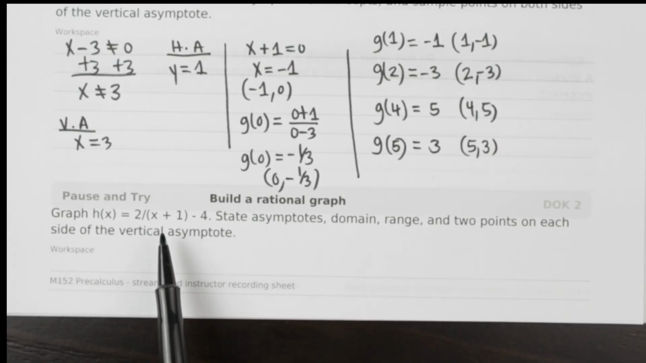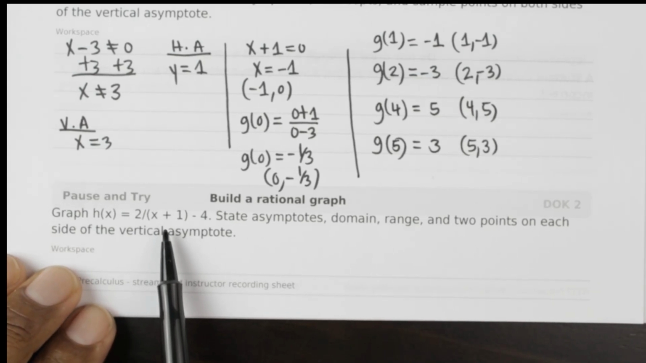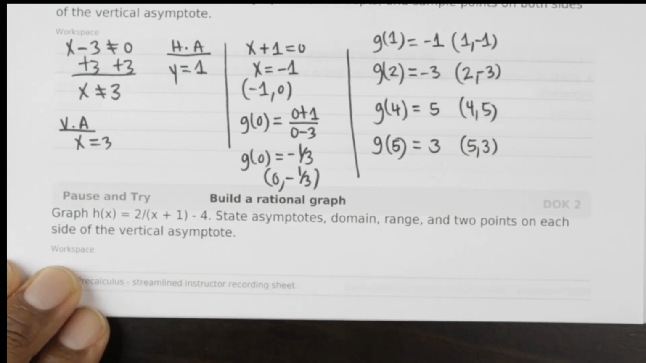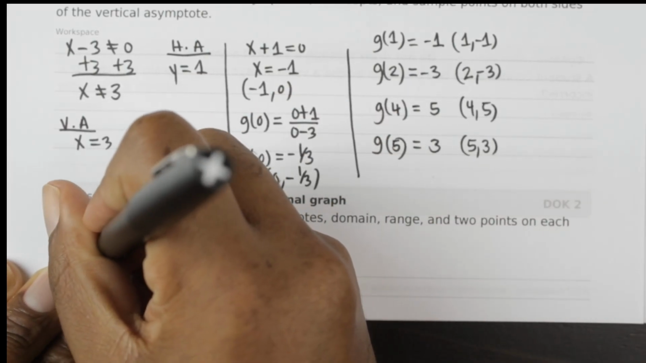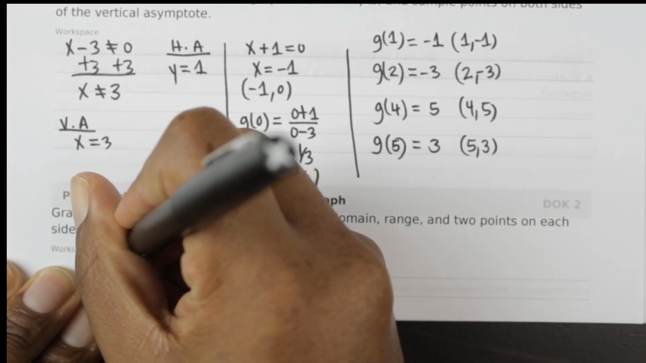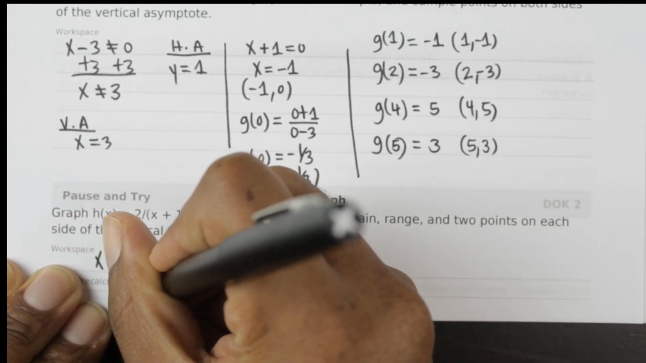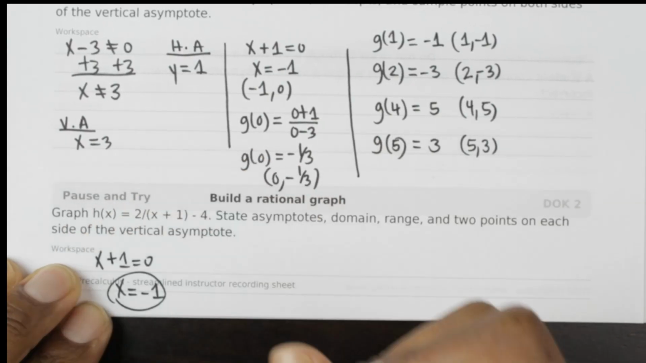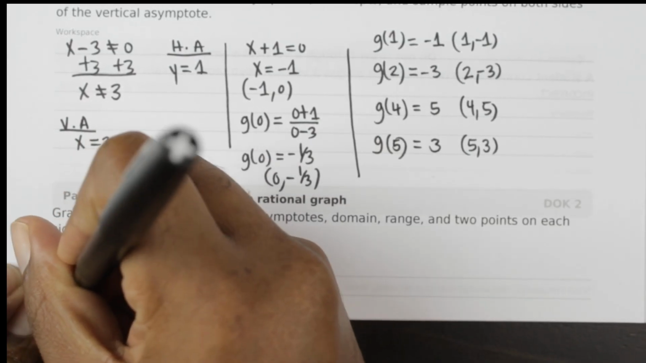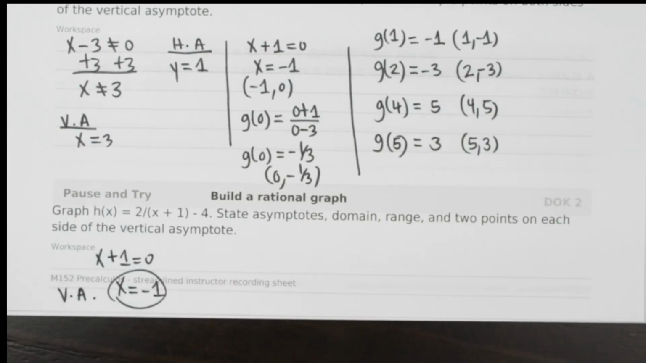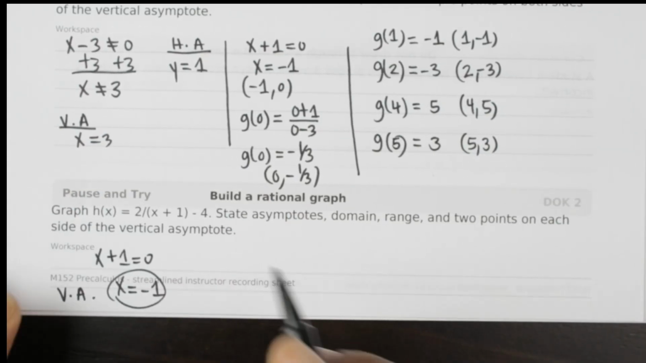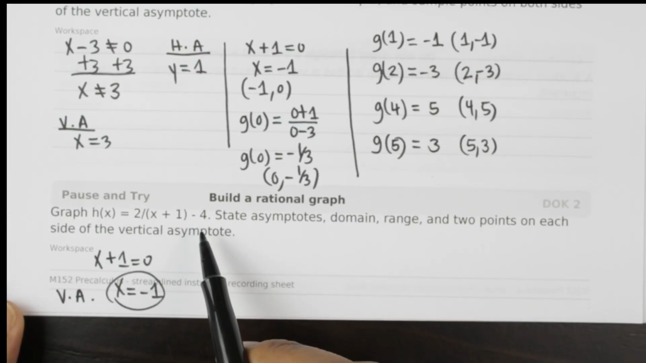So here you see this has a denominator of x plus 1. So since it has a denominator of x plus 1, we need to set it equal to 0. We have x plus 1 equal to 0. x is going to equal -1. That is our vertical asymptote. Okay. So we got our vertical asymptote, and then we see that the graph shifts down 4.